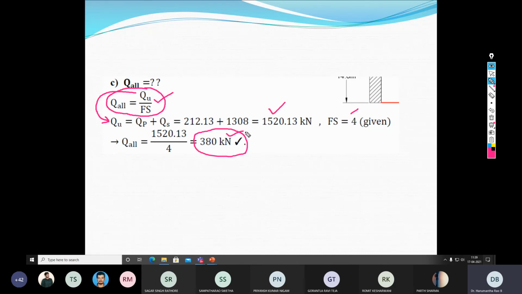This is essentially because the pile is safe, not undergoing excessive settlement. When you apply the load of 380 kilonewton, your settlements are within the permissible limit. If we exceed this load, then you may encounter excessive settlement. And when you reach 1520, either the pile may fail or the soil may fail. Anything could happen.